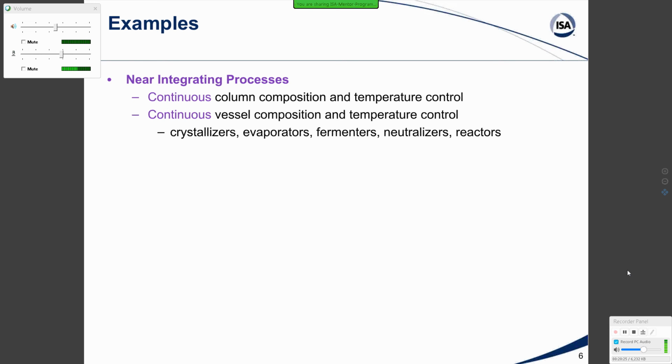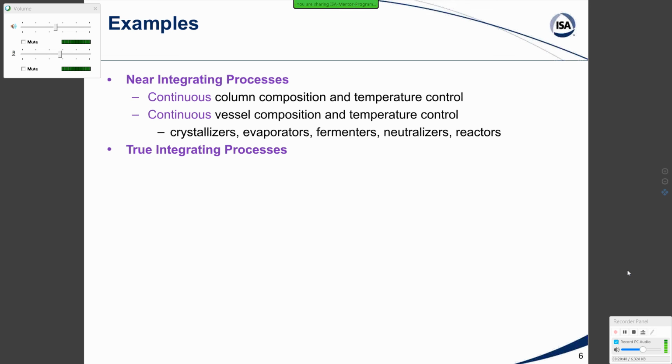Continuous vessel composition and temperature control. And here, for crystallizers, evaporators, fermenters, neutralizer reactors, here we're talking about much larger ratios, maybe a ratio of 100 to 1 or even more for a well-mixed vessel, which we get into particularly for reactors.